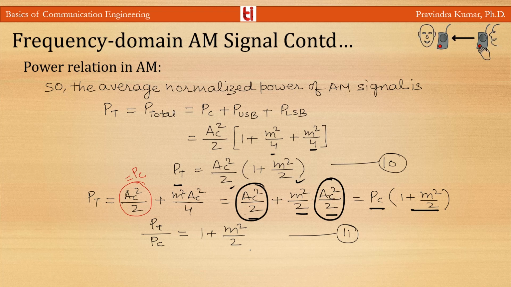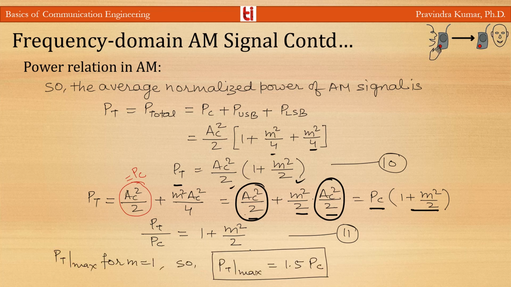With increase in the value of m, the total power Pt also increases, and Pt will be maximum for m equal to 1. If m is equal to 1, the maximum transmitted power will be 1.5 Pc. So the power required to transmit an AM wave is 1.5 times the carrier power for perfect modulation. Perfect modulation means m is equal to 1.